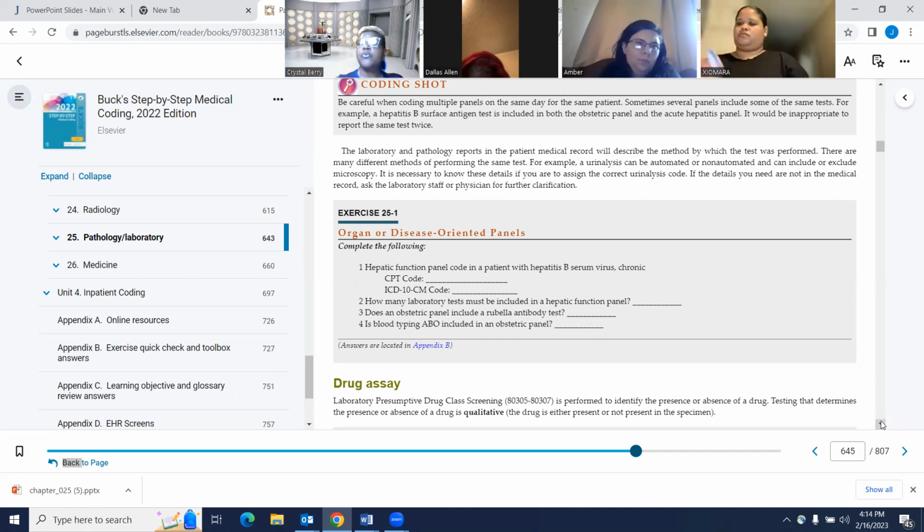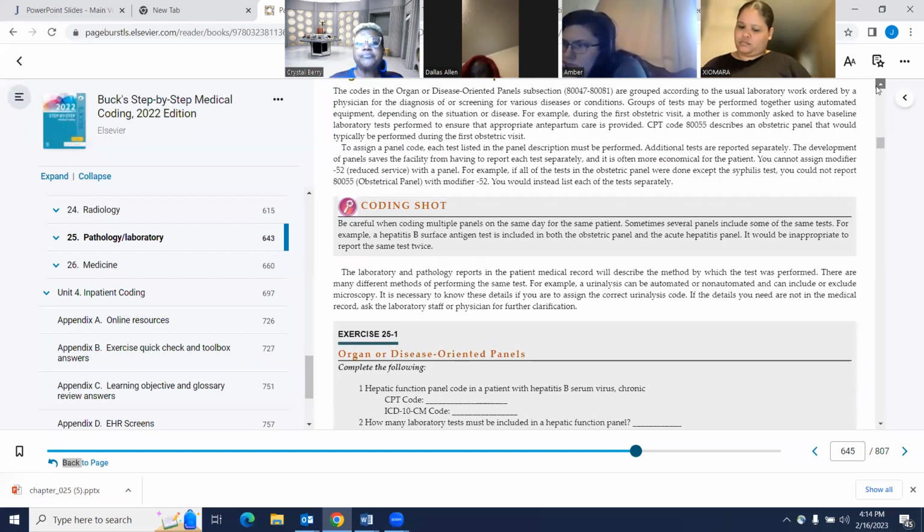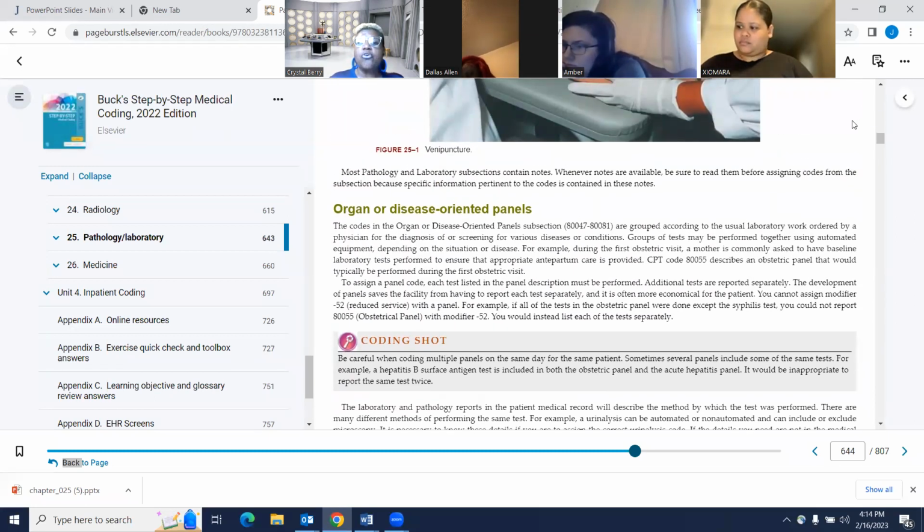And remember, the hint when we're doing this, it's under organ or disease-oriented panels, and it's in the pathology and laboratory section. And then if you go up, this is to help, the organ of disease-oriented panels is in code range 80047 through 80081. So whatever that answer is going to be, it's going to be within that code range. If you go to 80082 or 83, you know that's not the correct answer.